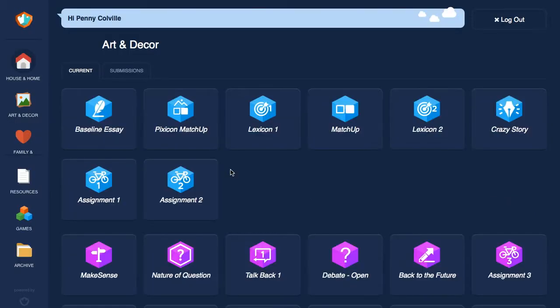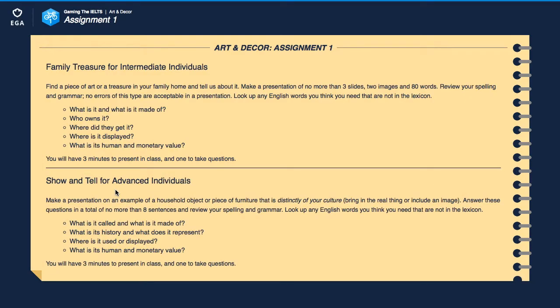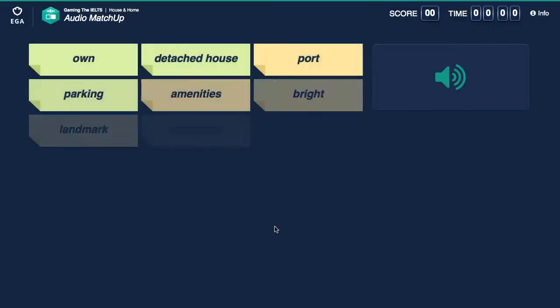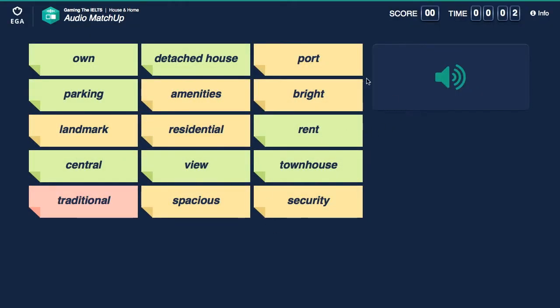There are 5 assignments per unit, requiring the student to research and deliver a short 80-word presentation on a subtopic to the class. They increase in difficulty as the unit progresses. Each unit concludes with an audio test and a short essay to test vocabulary increase, plus mock IELTS speaking and writing tests.